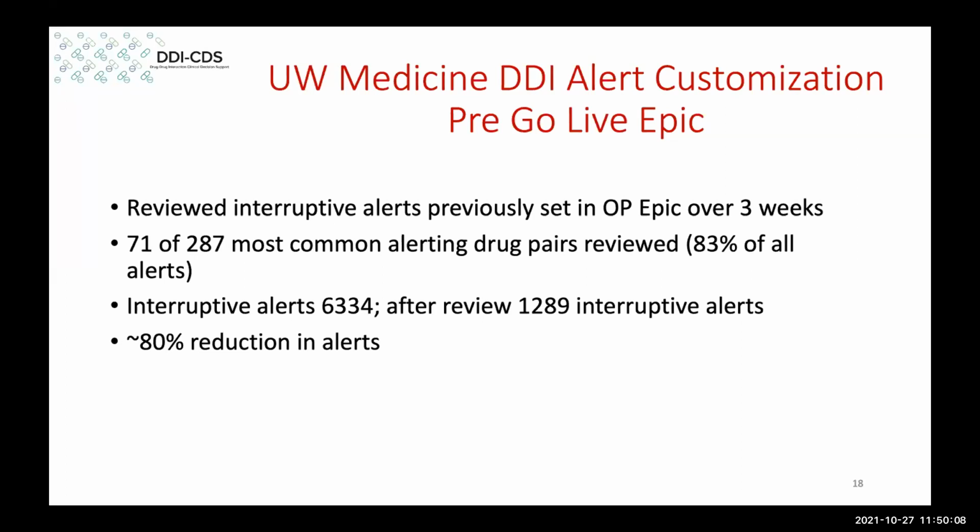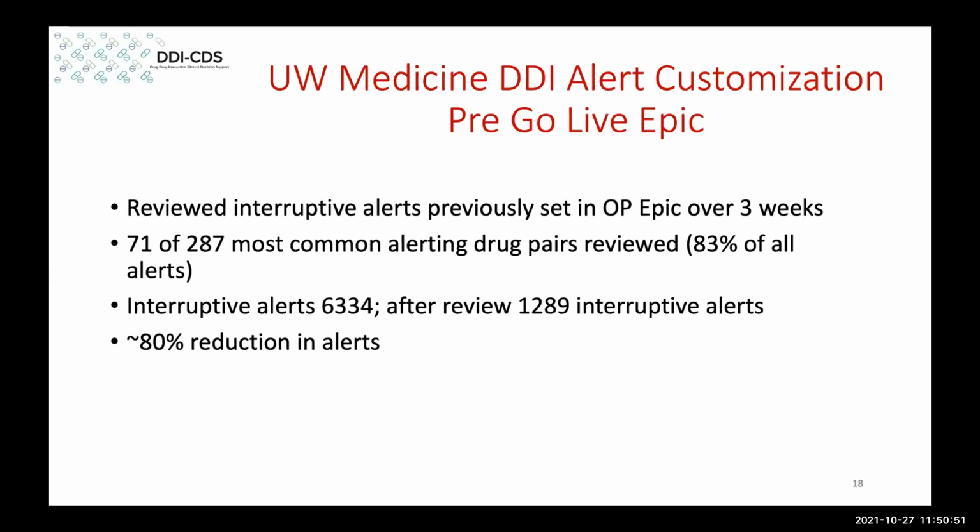We got a fair number of alerts, obviously, as you saw from the big long list. And again, we just sorted it by numbers and started going through the most common ones. We went through 71 of the most common alert drug pairs, which actually represented a little over 80% of the total alerts that were triggered. Out of that group, there were 6,300 and a few interruptive alerts. And after reviewing those, there were 1,289 left, which was about an 80% reduction in the number of alerts. Now, obviously, that takes a lot of time and effort. We, of course, were fortunate in that we had this history with Cerner for 16 years, so we had a pretty easy way to go back and look, what do we do with Cerner? Can we do the same thing with Epic?